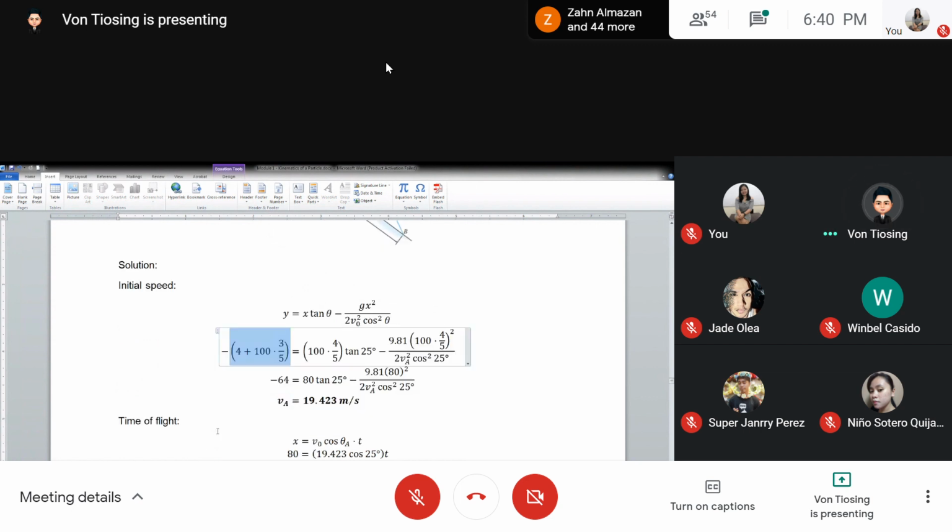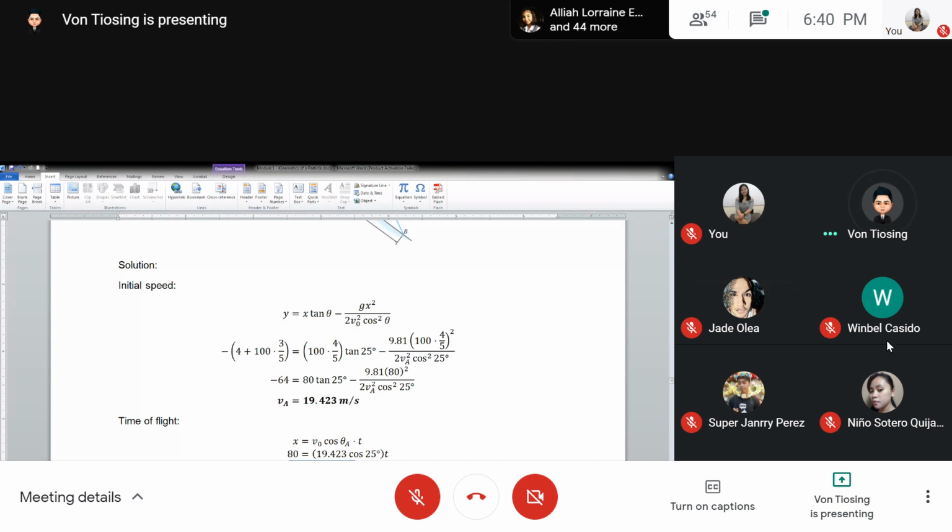Okay? And then after which, you can apply this one dun sa formula natin na x equals v naught x times t. So v naught x is equal to v naught cosine theta. 45 at 25 brother. So 17 point siya? 60. So 80 divided by this one, we have 4.55 seconds. Ito yung nakuha natin dito.